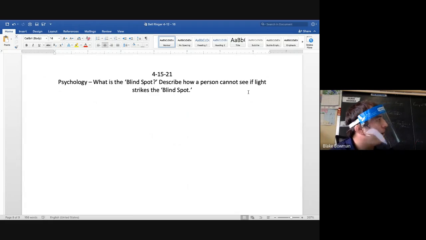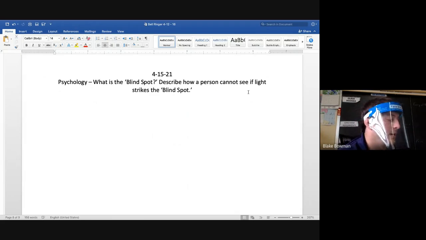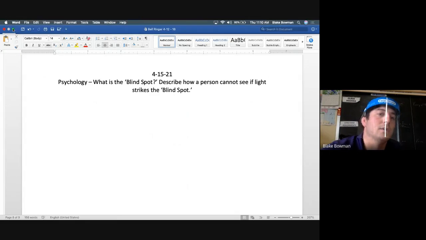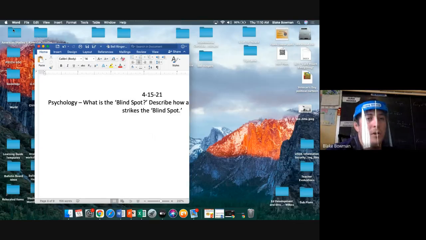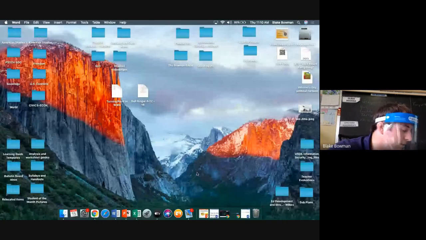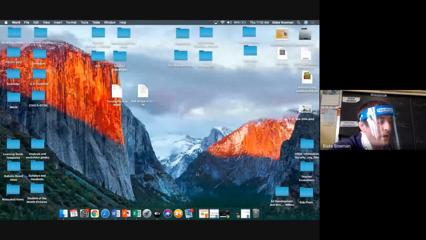But yeah, there's a blind spot whenever light enters or reflects off that optic nerve, and we have no photoreceptors there, so we can't perceive whatever light is entering there. Okay, there you go.